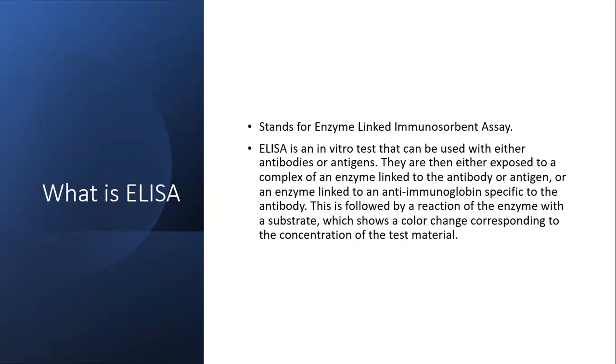And a quicker way to remember this, so essentially either an antibody or antigen is chosen, and they're exposed to a complex of an enzyme or an anti-immunoglobulin with the opposite of what they are. So antibodies would be exposed to antigens and vice versa. Then this is followed by a reaction of the enzyme with the substrate. And the substrate is used to show a color change. And the color change shows whether or not they would have the virus.